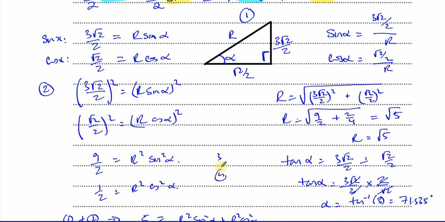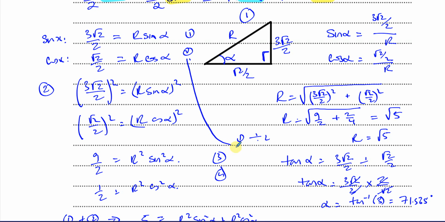Okay, this is what we get by squaring 1. Let's call these equation 1 and 2. For tan of alpha, we can just divide these two equations. If we do equation 1 divided by equation 2, you'll get tan alpha equals, you'll end up with this. If I do 1 divided by 2, I'm going to get exactly this.